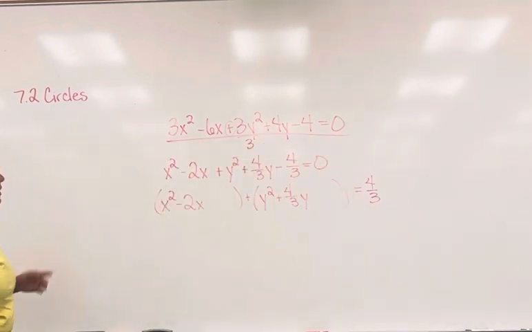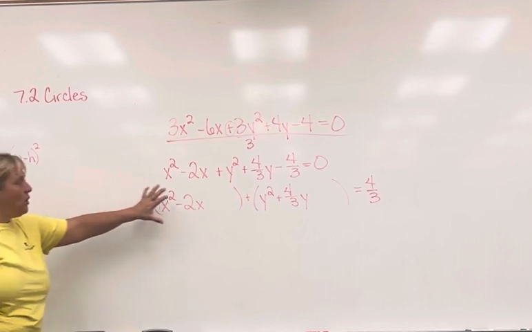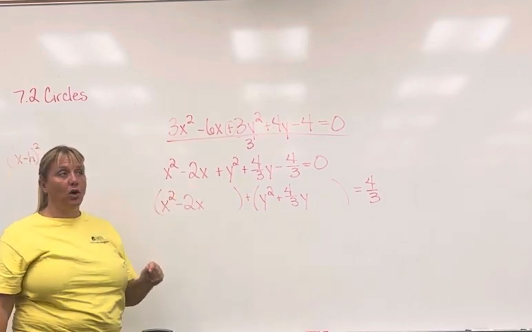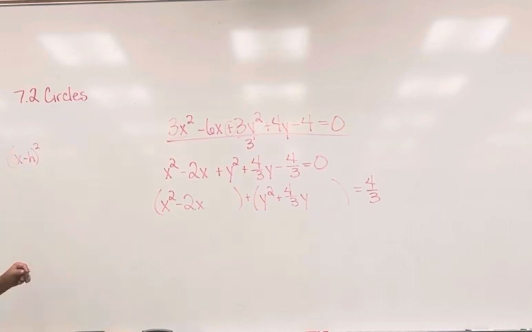Now, what we need to do is get this into that (x minus h) squared format. So what we need to do is create a perfect square. And the way that we create a perfect square is by completing the square. So back in algebra, completing the square, maybe not your favorite thing, but here it comes.